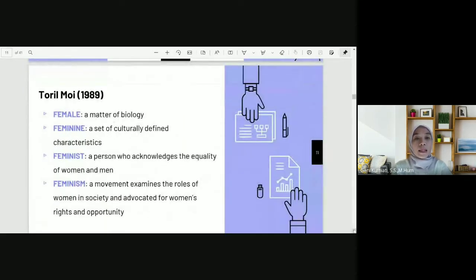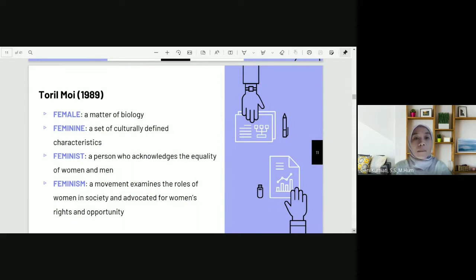Okay, and here we have Toril Moi. They explain this more clearly. There are several terms to make it clear. Female, a matter of biology, just like what the Buddha mentioned before, is anatomical differences. And then feminine, a set of culturally defined characteristics, the pink one, and the weak one, and things like that. And then being feminist, a person who acknowledges the equality of women and men.